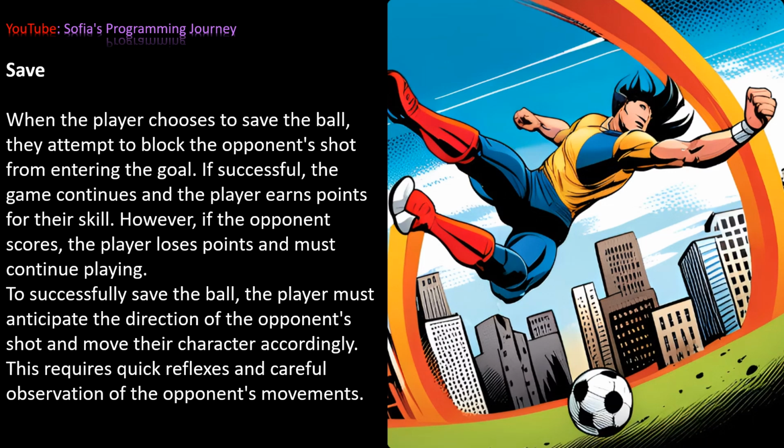When the player chooses to save the ball, they attempt to block the opponent's shot from entering the goal. If successful, the game continues and the player earns points for their skill. However, if the opponent scores, the player loses points and must continue playing. To successfully save the ball, the player must anticipate the direction of the opponent's shot and move their character accordingly. This requires quick reflexes and careful observation of the opponent's movements.